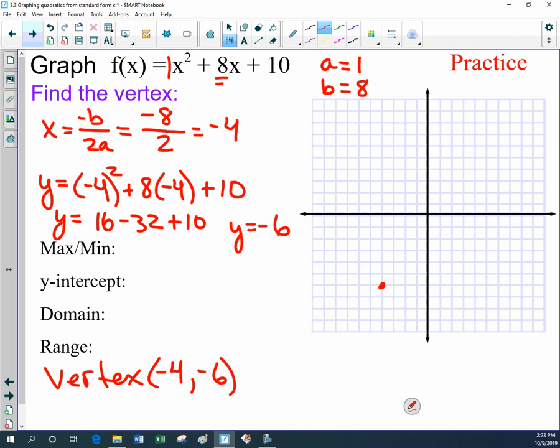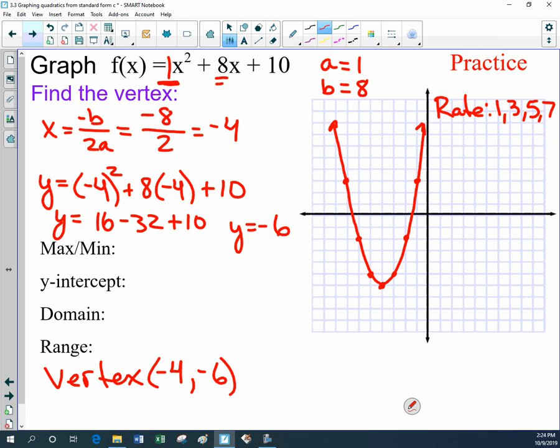Okay, then the rate of increase. So again, in this problem, a is 1. So since a is 1, then we have a normal rate of increase, which is 1, 3, 5, 7, etc. So from the vertex, we're going to go up 1 over 1. Then from the point that we just located, we're going to go up 3 over 1. Then from that point, we're going to go up 1, 2, 3, 4, 5 over 1. We're doing the same thing on each side. Draw your parabola.